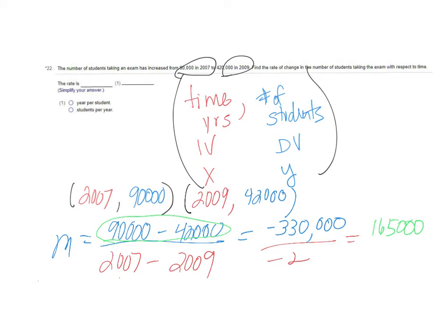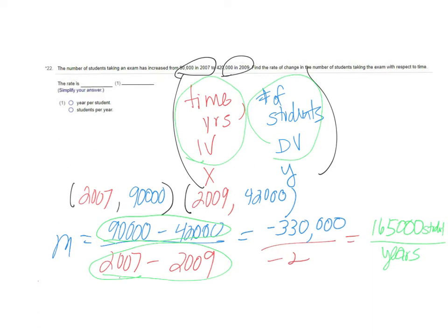And if you think about what our numerator represented, that was our difference in students. So that is going to be students. And if you think about what our denominator represented, that was our time in years. And so the rate is 165,000. The units for that would be in students per year.